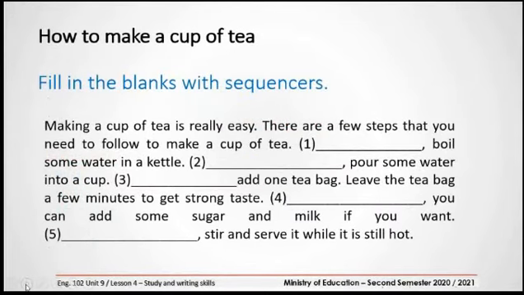So let's have a look at an example. This is a very simple one: how to make a cup of tea. I'm sure that everyone knows how to make a cup of tea, which is a very simple process. Now, your job is very simple. Just fill in the blanks with sequencers. Again, you've got first, next, then, after that, and finally.